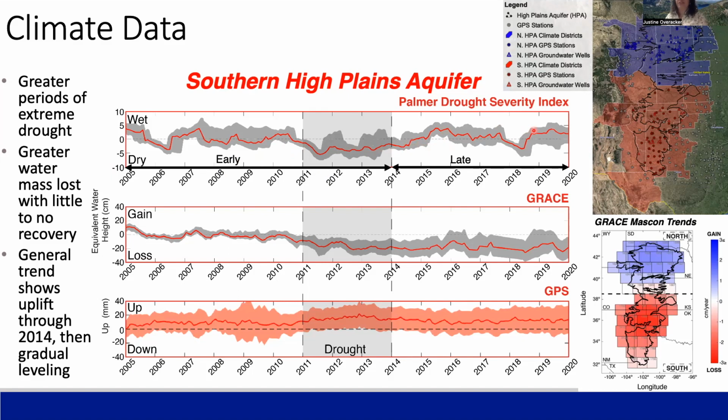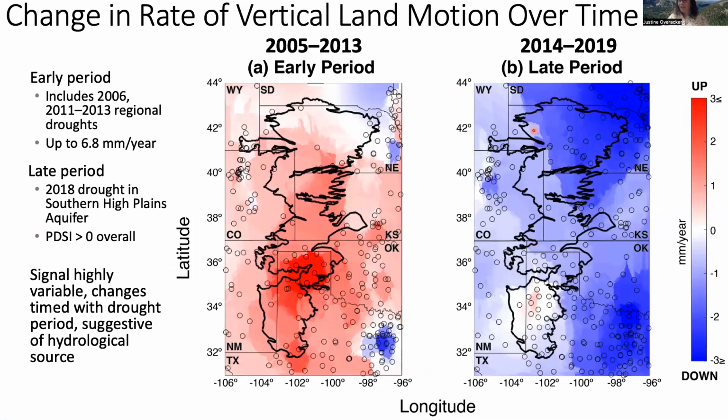So how does this look with GPS imaging? Well, for the early period, which included that severe drought, which was at the time the most severe drought in Texas state history, the uplift is the highest, and it extends through a large portion of the High Plains Aquifer, most of the aquifer actually.